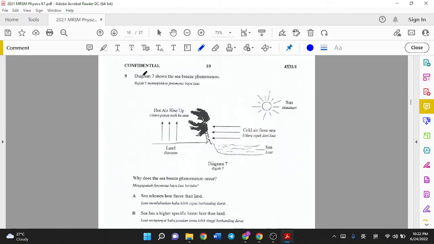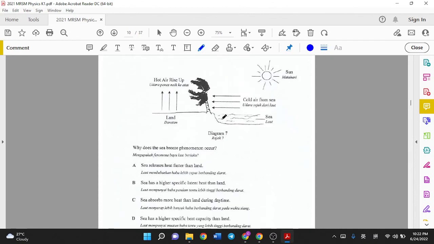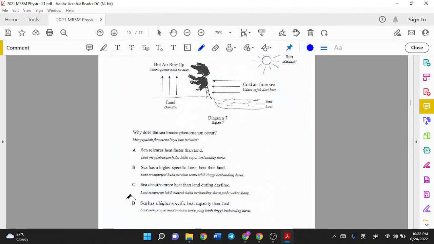Diagram 9. Diagram 7 shows the sea breeze phenomenon. When you see this diagram, you know that this is related to heat capacity. So the answer should be specific heat capacity. Specific latent heat, we only use this concept when we involve the change of state of a substance from solid to liquid, or from liquid to gas.